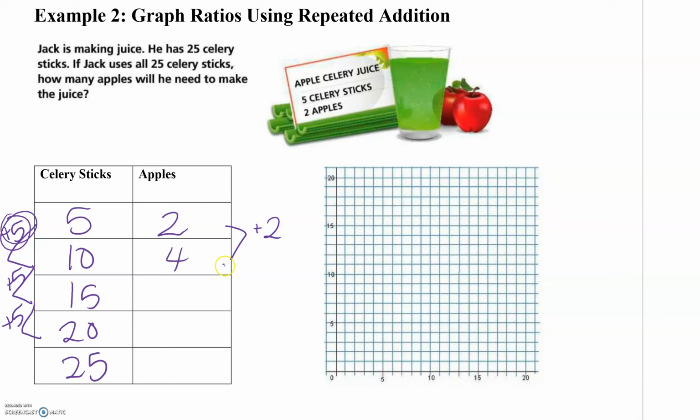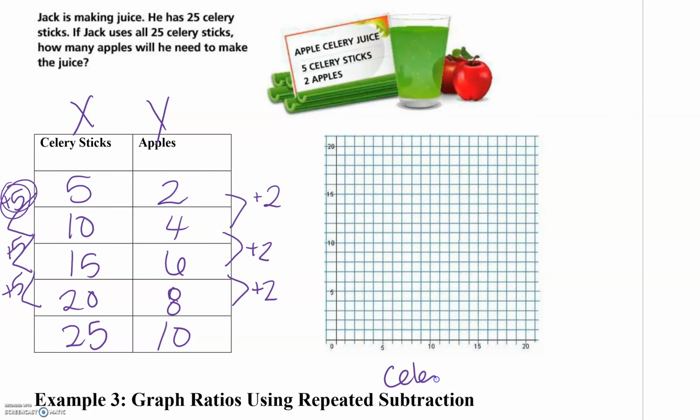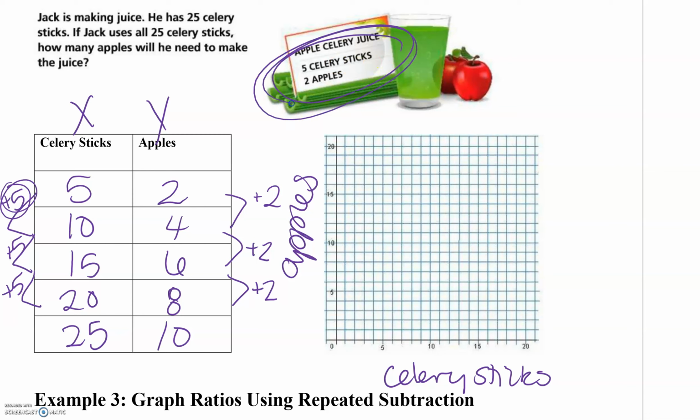So 2, 4, 6, 8, and 10. All right. Again, we have nice values here that we can use to plot our values. This is our x, this is our y. So we have our celery sticks, and then our apples. And we can also relate our ratios here to our table and to our graph. So we're going to go ahead and plot all these points as well.